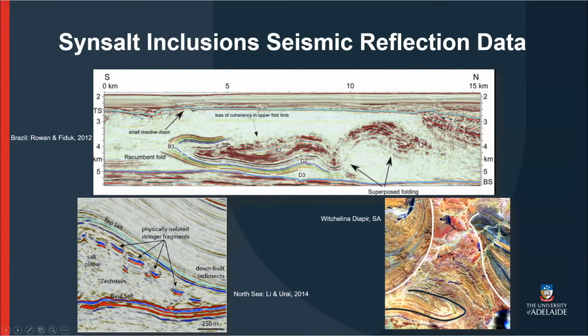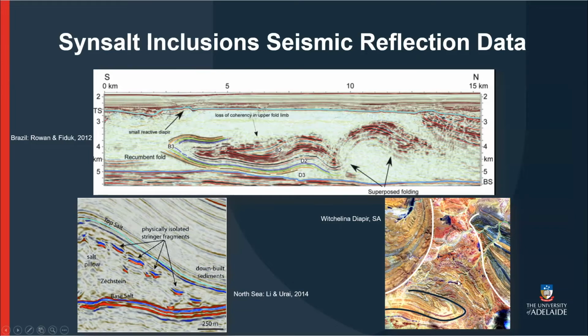This is what some of the layered evaporite, or syn-salt, so the same age as the layered evaporite, inclusions look like. This is from offshore Brazil. And then we have the North Sea over on the bottom left, the Zechstein salt. You see little stringers of carbonate, anhydrite, and gypsum.